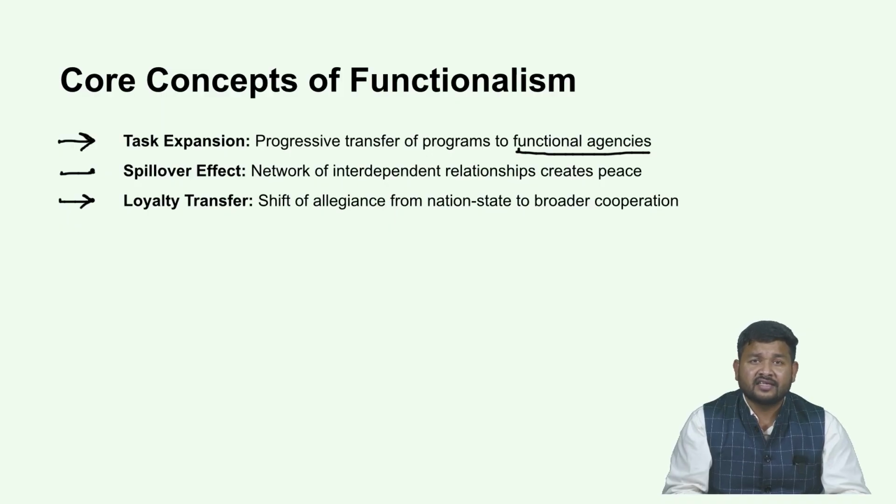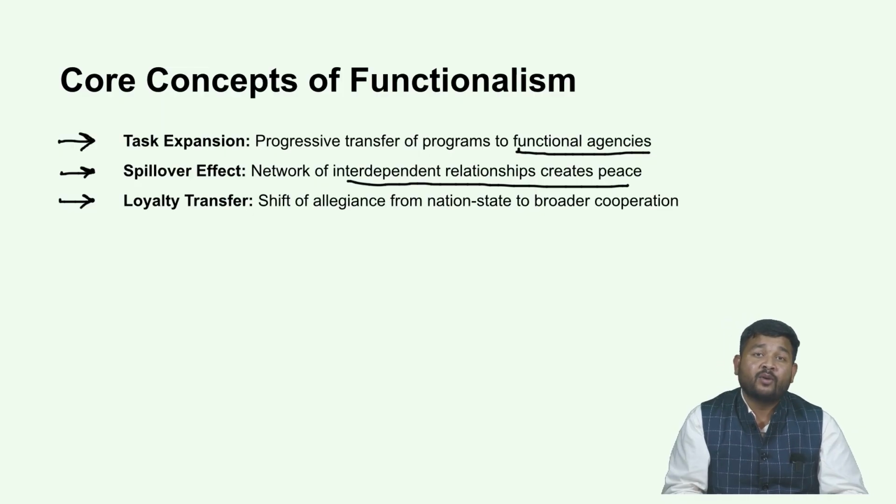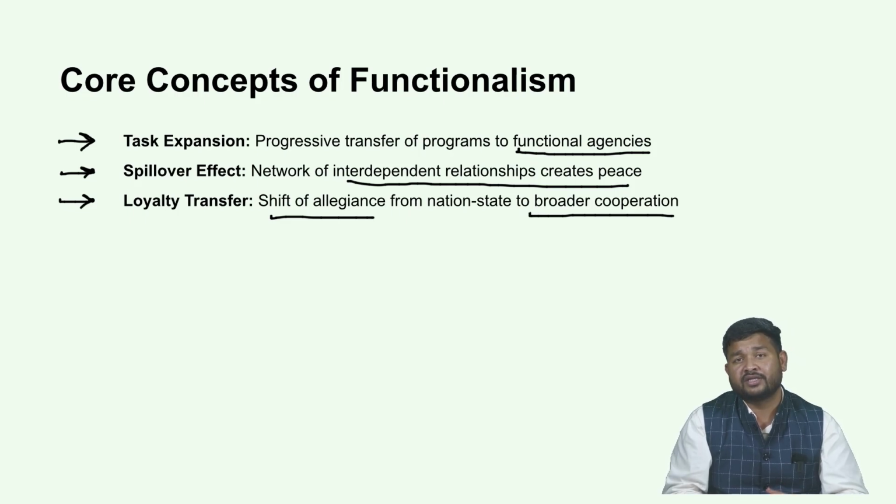Third, success in one functional area can create momentum for cooperation in other areas. When people see that cooperation works in one sector, they become more willing to extend it to new domains. This process can be imagined at the local level. If neighbors start by sharing a well, they may next share a road, then a market, and gradually become interdependent. It becomes harder to fight someone on whom you depend for water, electricity, trade or transport, simply because the cost of conflict rises.